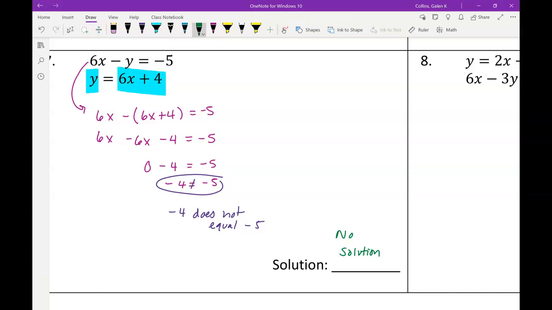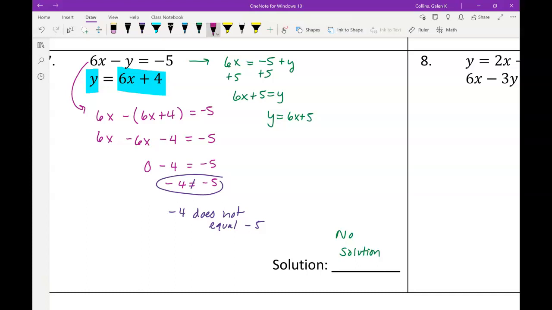And if we want to understand that a little bit better, we could manipulate this top equation. If I were to solve this for y, so maybe I add y to both sides, so like negative 5 plus y, and then maybe I add 5 to both sides to get y by itself. So 6x plus 5 equals y, or I could write this y equals 6x plus 5.